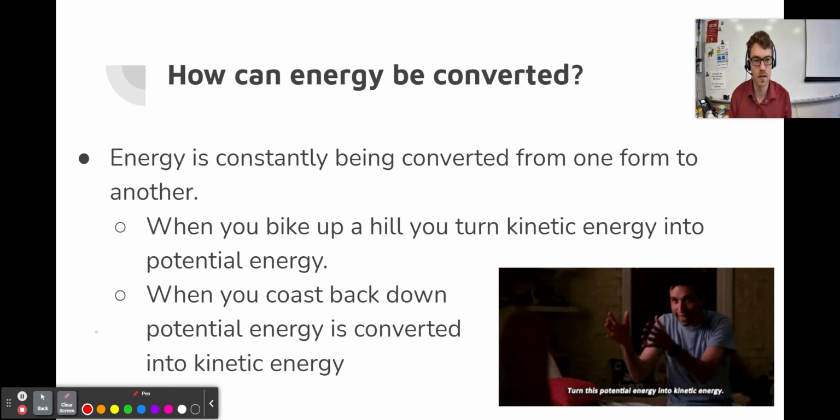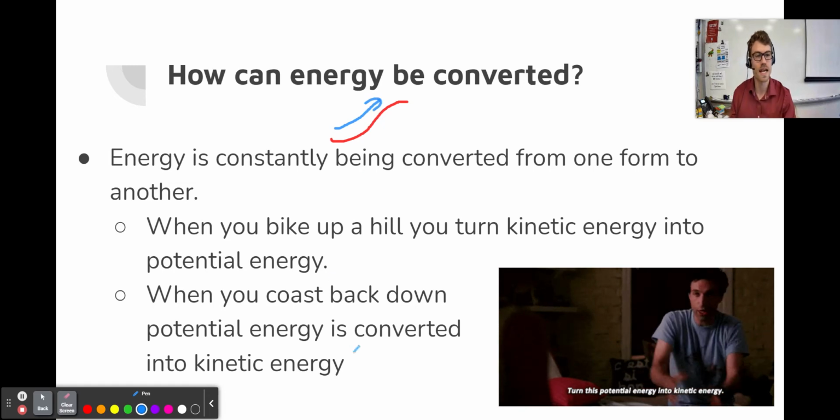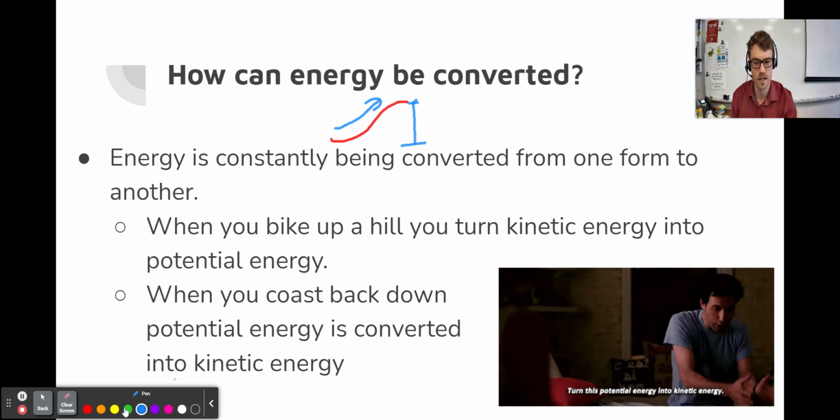When you bike up a hill, right, you have kinetic energy, you are moving, right? So if we think about a hill, as you bike up the hill, you are taking kinetic energy, the energy of motion, and turning it into potential energy. Because as you go higher up the hill, your height is increasing. Okay, so you have more potential energy.